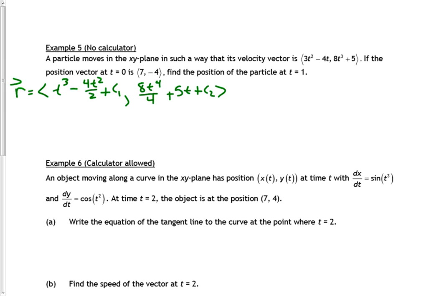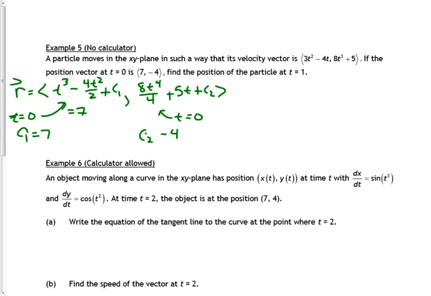Now, we know that the x component is 7 when t is 0, so that tells me if I plug in t is 0, that this thing has to be equal to 7. And if I do that, that tells me my c1 is 7. And over here, if t is equal to 0, that tells me that my y component is negative 4. So that tells me my c2 has to be negative 4. At which point, I should be able to find the position now at t equals 1.